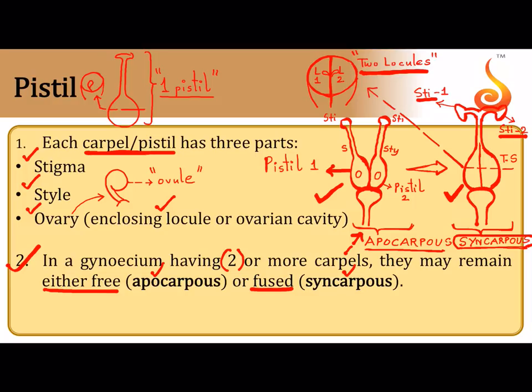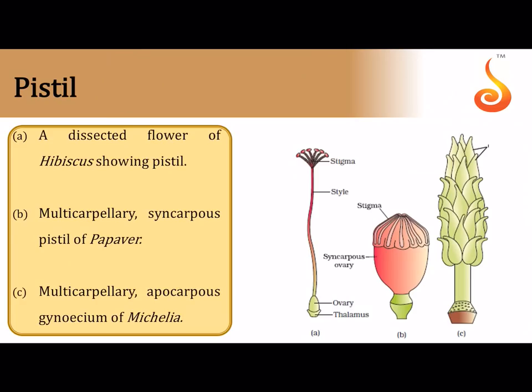So we have now learnt about the condition of a gynoecium which has more than one carpel. If it has more than one, for example, I took an example where there are two, if they are free, it's called apocarpous. If they are fused, it is referred to as syncarpous. Okay, so here are some examples.